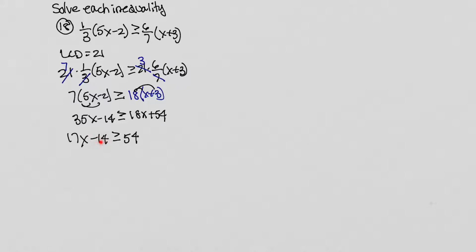Let's add the 14, and then we'll divide by 17. So I'm going to add that 14, so I'll get 17x greater than or equal to, now 54 plus 14 is 68. Now we'll divide by 17, so we'll get x greater than or equal to 68 over 17, and that's 4. So x is greater than or equal to 4. And actually, while we're here, why don't I just write it so that it's readable? So let's say x is greater than or equal to 4.